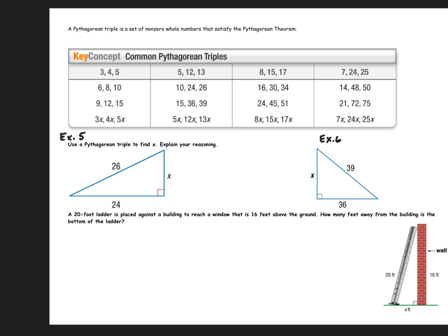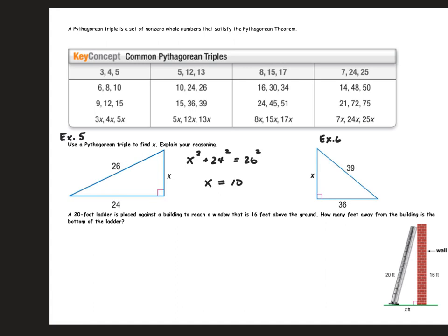So looking at example number 5, it says use the Pythagorean triple to find x, explain your reasoning. If I look up here at the top, I'll notice that 5, 12, 13, if I multiply that by 2, I get 10, 24, and 26. So I know that x squared plus 24 squared will equal 26 squared. And without calculating, I could look up here at the top and see that the missing number, x, will equal 10 by using the Pythagorean triple.